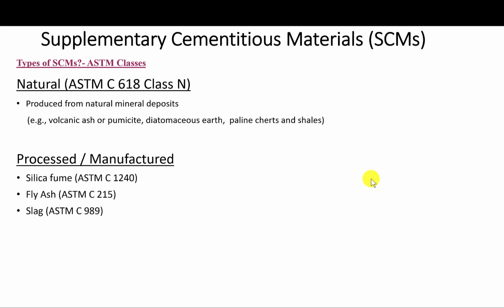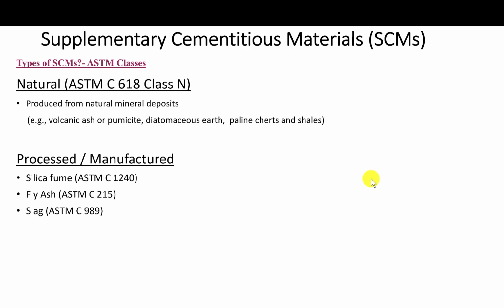So let's look at more classification of these, the types of the SCMs and the classes according to ASTM. We have first the natural, which is according to ASTM C618, class N. This one is produced from natural mineral deposits, for example, volcanic ash or pumicite, diatomaceous earth, opaline cherts, and shales. That's how it is produced.